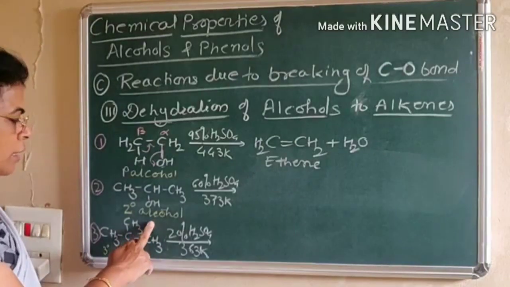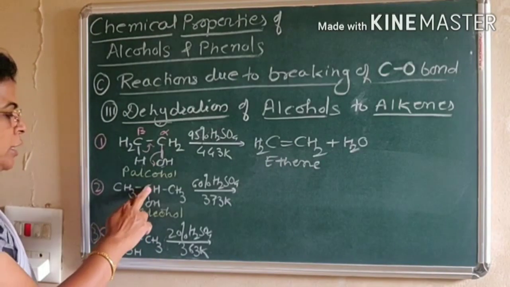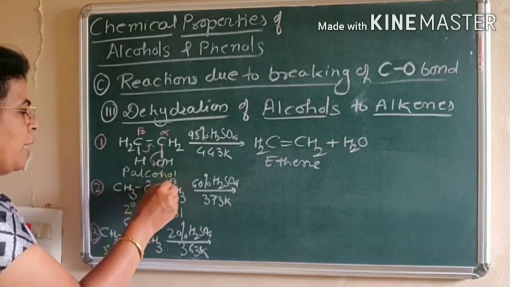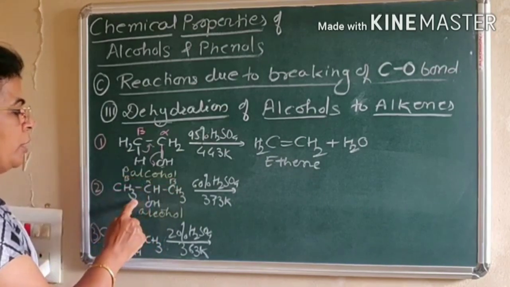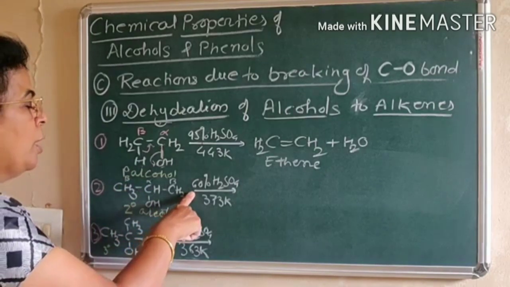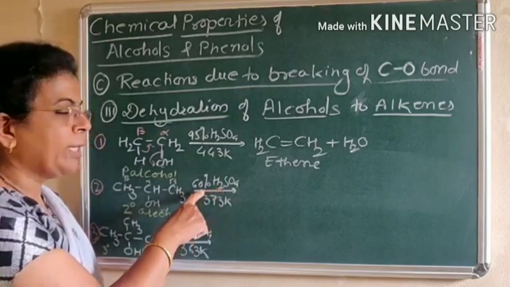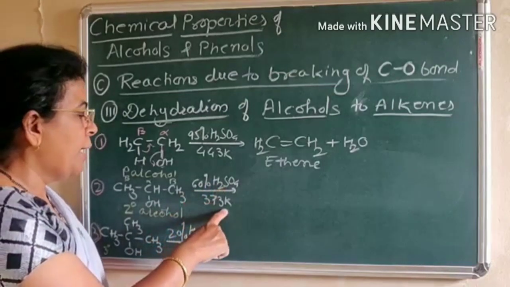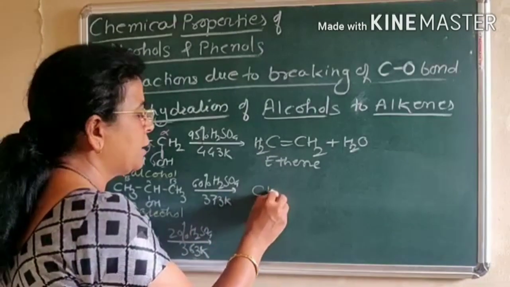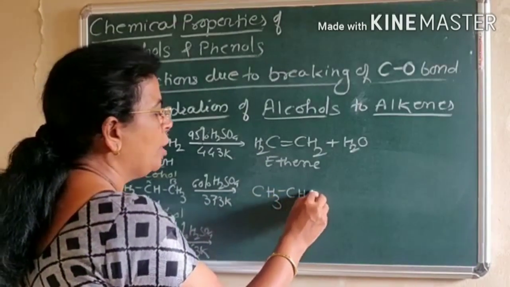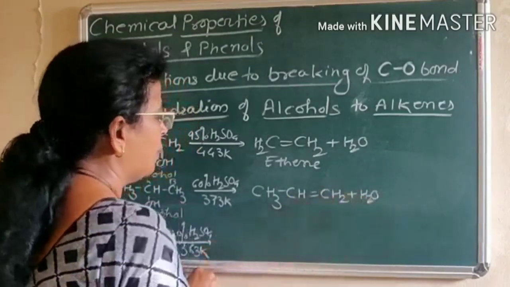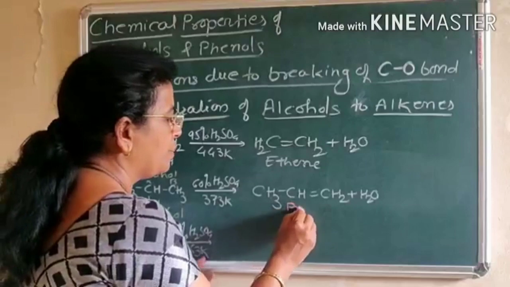Now here this is secondary alcohol, CH3CHOHCH3. Now this is alpha carbon atom, this is beta, and this is also beta. Now this secondary carbon atom is more reactive, therefore we have to use lower concentration of H2SO4, that is 60% H2SO4, and at 373 Kelvin temperature, here we will get CH3CH=CH2 plus H2O. This compound is propene.